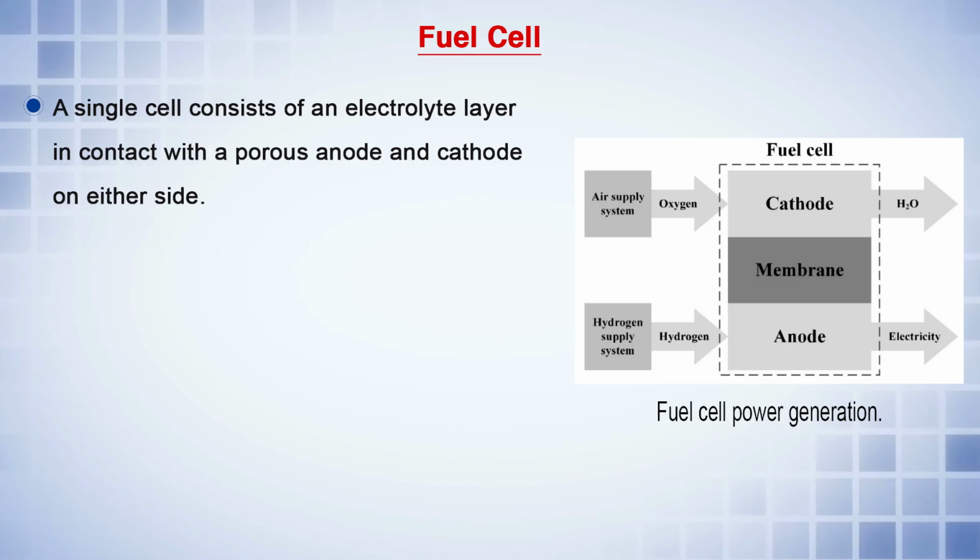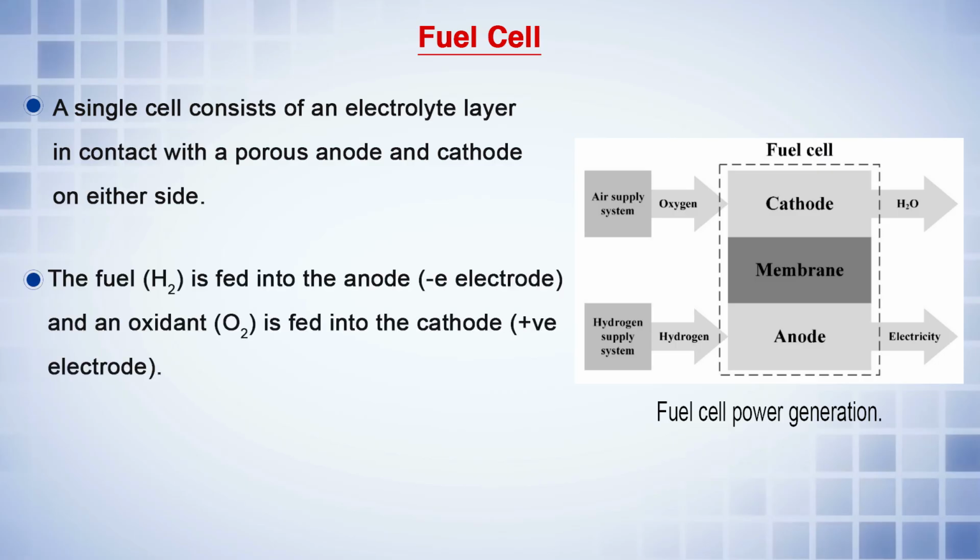A single cell consists of an electrolytic layer in contact with a porous anode and cathode on either side. A fuel, typically hydrogen, is fed into the anode side, which is the negative electrode, and an oxidant, generally oxygen, is fed into the cathode, which is the positive electrode.